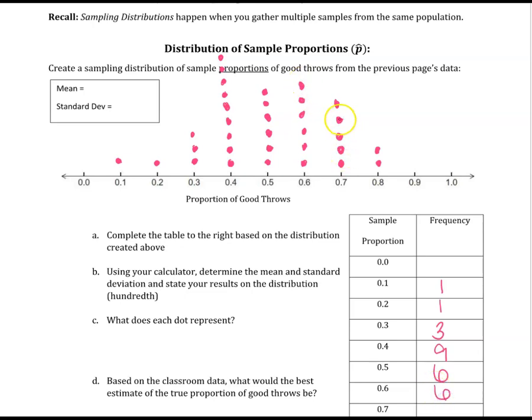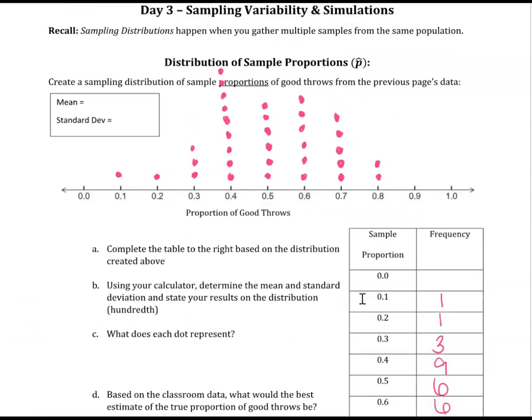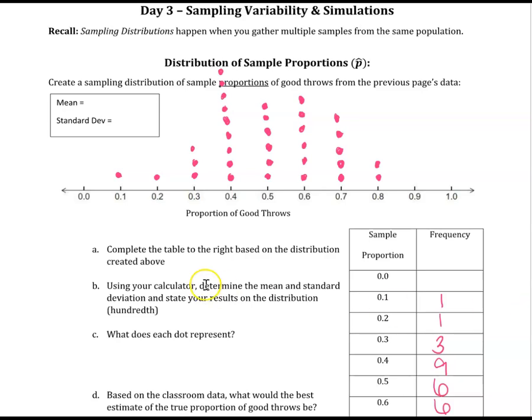1, 2, 3, 4, 5 0.7s. And then 2.8s, no 0.9s, and no 1.0s. Okay. Awesome. So I complete the table to the right based on my distribution. So again, each one of these points is representing a proportion of good throwers in one sample of 10.